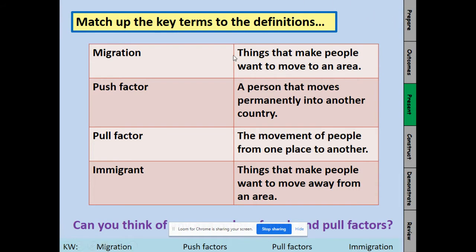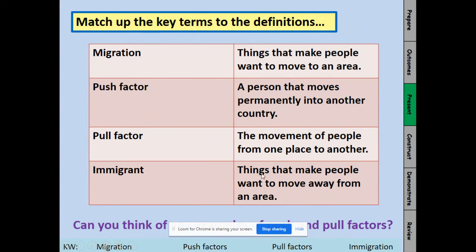Okay, you recognise two of these: migration and immigrant. Migration, the movement of people from one place to another. Immigrants, a person that permanently moves in. If you think it sounds like "in", that's a way to remember it. An emigrant from last week, it's not on here, but emigrant was E. I thought E stands for exit. So an emigrant is someone who leaves a country. Push and pull factor: there's one good one and one bad one. The push factor makes people want to be pushed away. So it's things that make people want to move away. So down here.